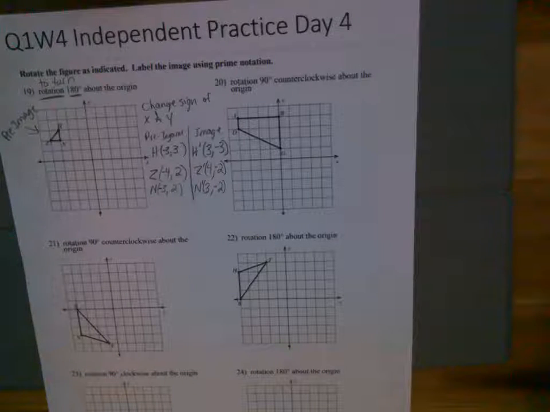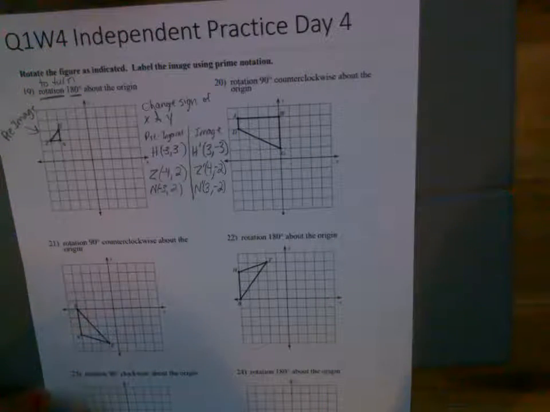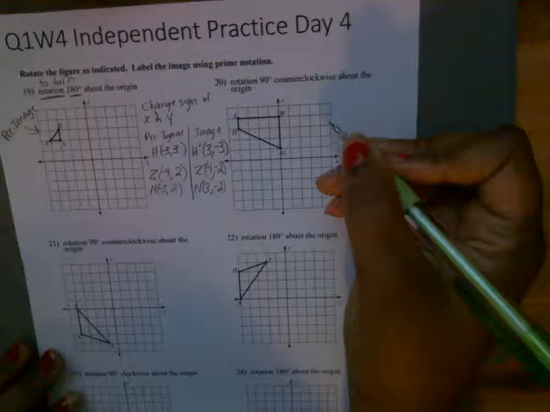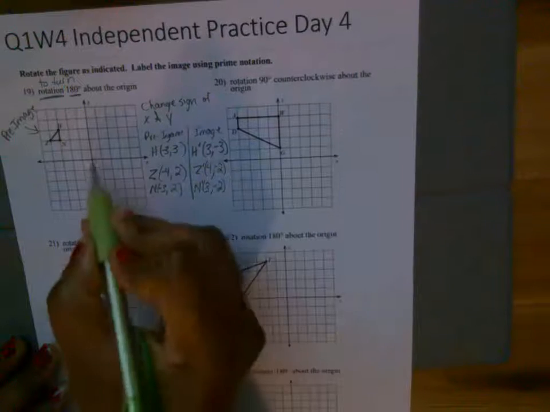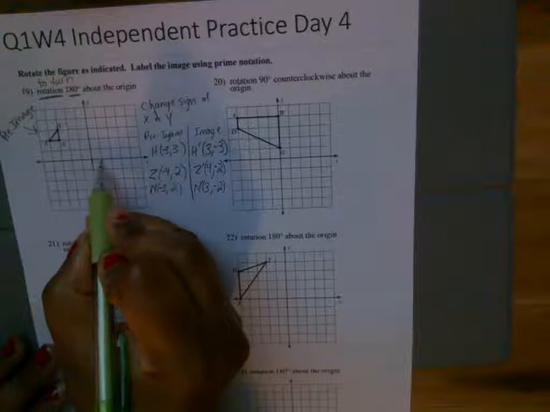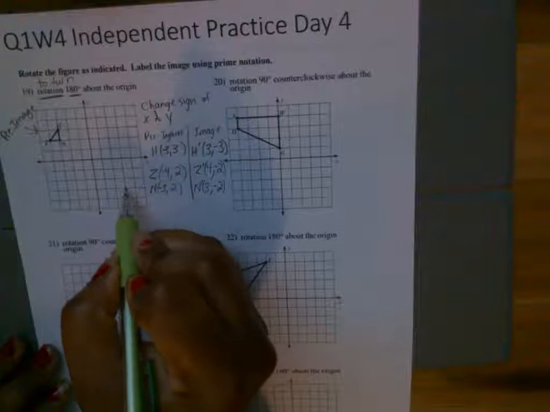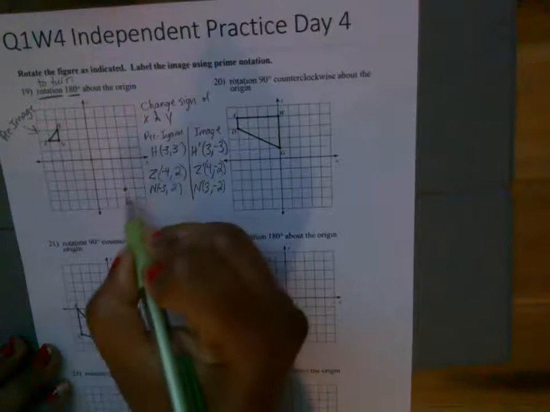So now we're going to graph these. Okay. Let's see here. Richard, you okay? You okay? All right. So we got 3 and -3. So we go over positive 3, 1, 2, 3, and down 1, 2, 3. So this is H prime.